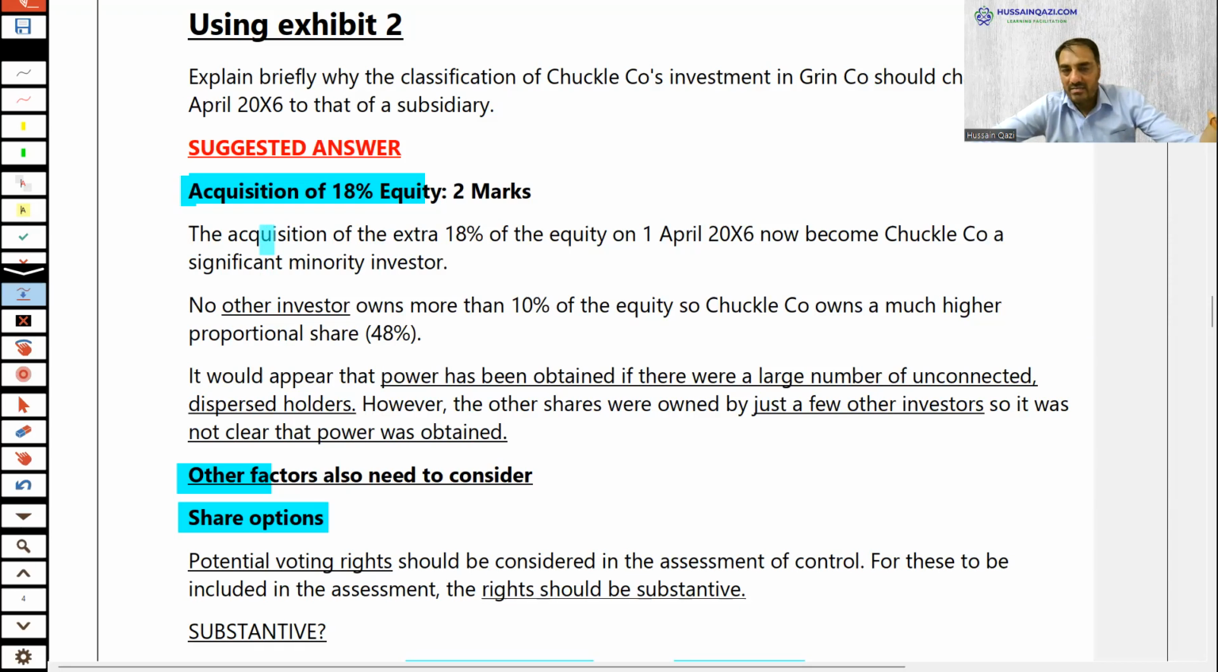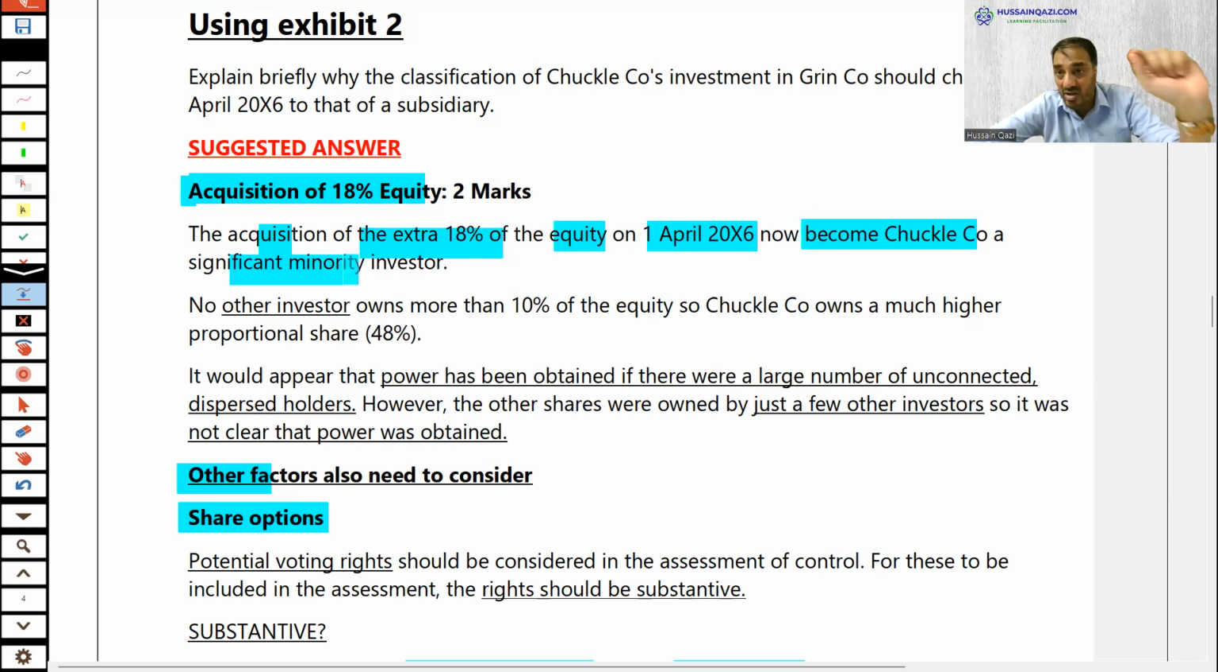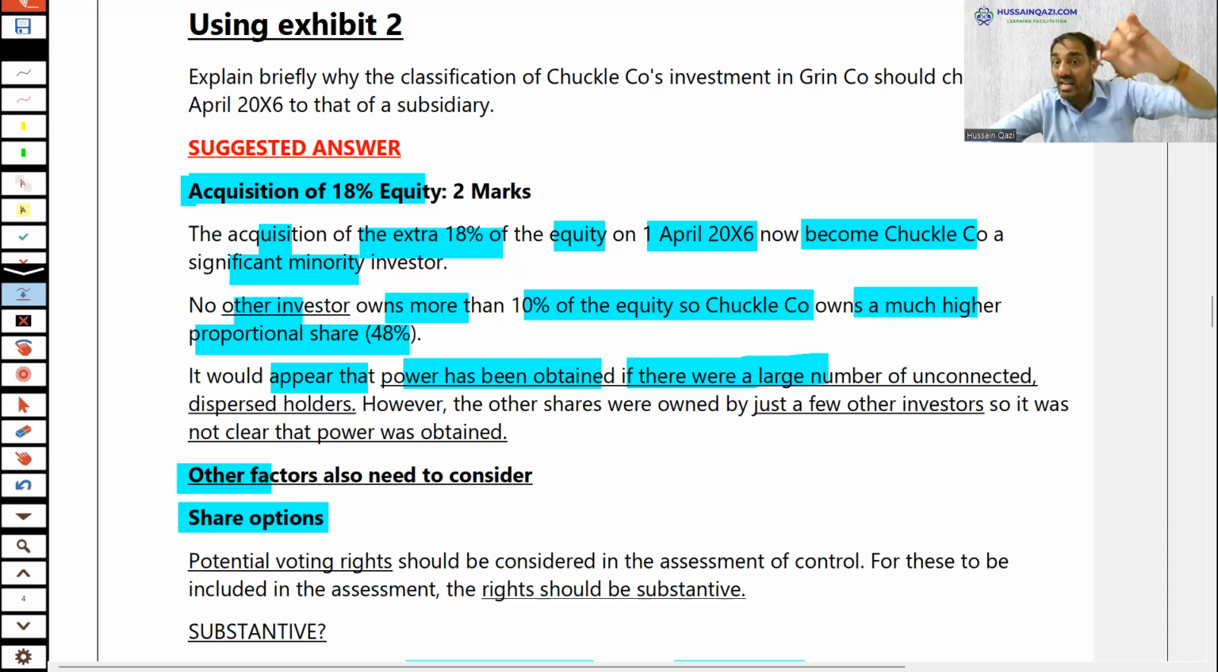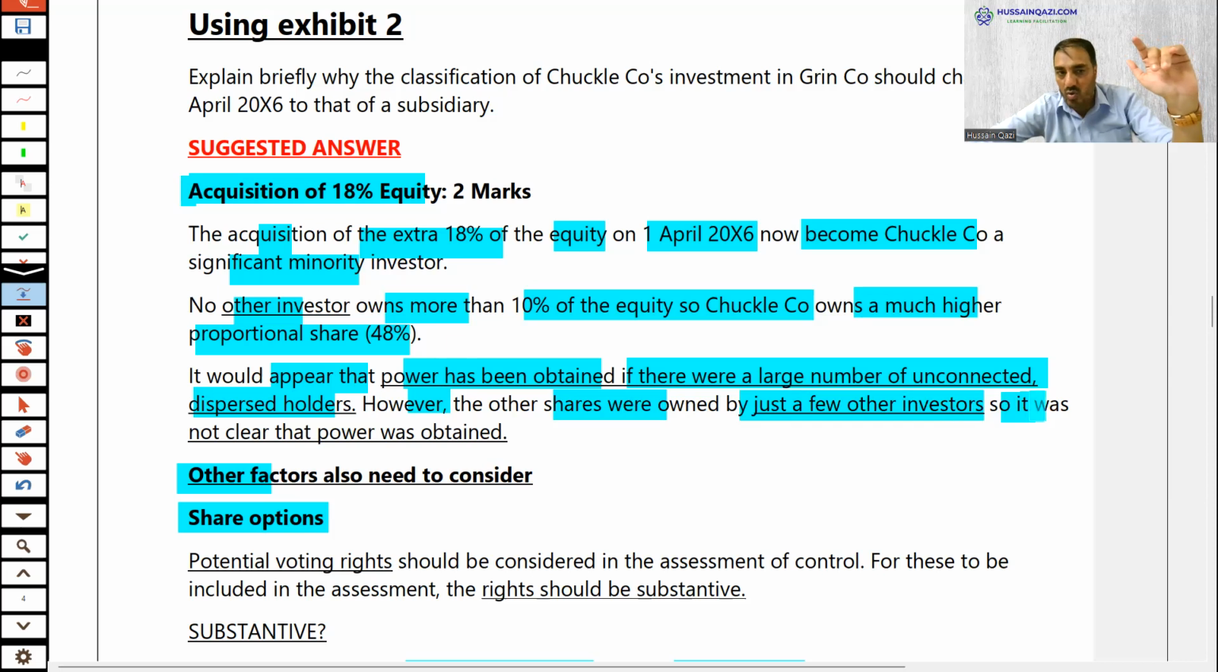Number 1, very simple. We have all done it. It's just about the drafting. Number 1, acquisition of extra 18% of equity. On 1st April XX, Chuckle becomes a significant minority investor. No other investor owns more than 10% of Grain, while Chuckle owns a much higher proportion, that is 48%. It would appear that power has been obtained if there were a large number of unconnected dispersed shareholders. However, other shareholders were just a few other investors, so it was not clear that power was obtained.